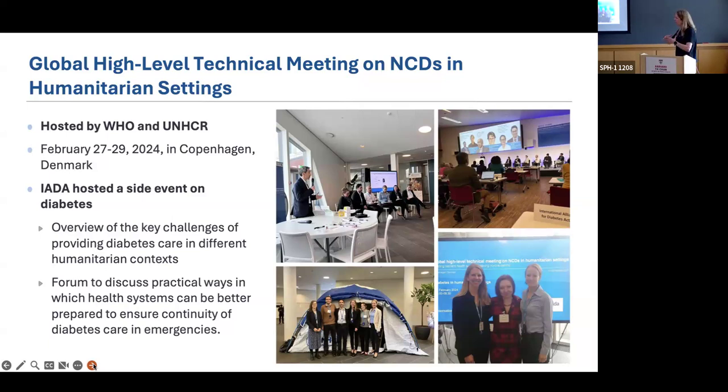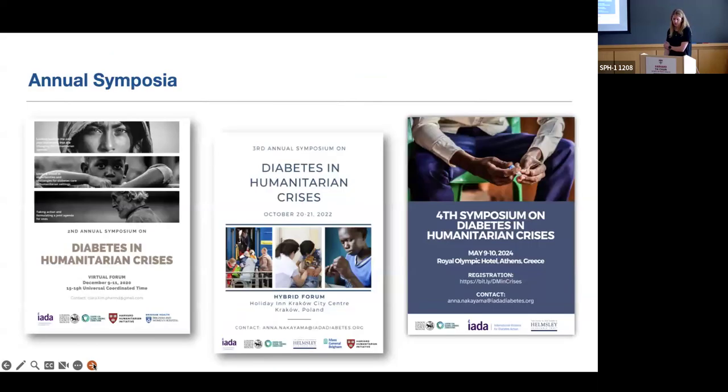They brought together all of these individuals to discuss this issue and come up with a joint work plan to start to address this. And we hosted a side event on diabetes. This was all NCDs, including oncology and pulmonology and you name it. So we hosted a side event on diabetes, which was a really meaningful event, I will say.